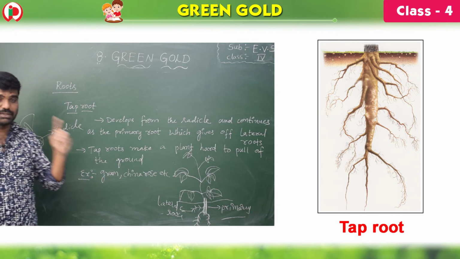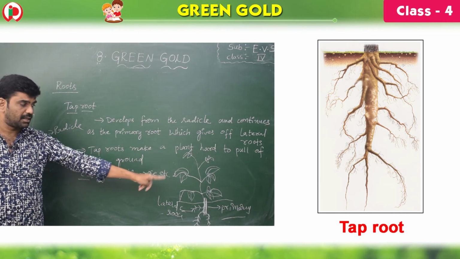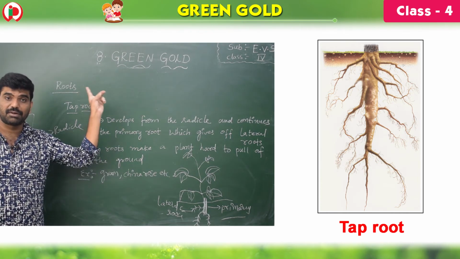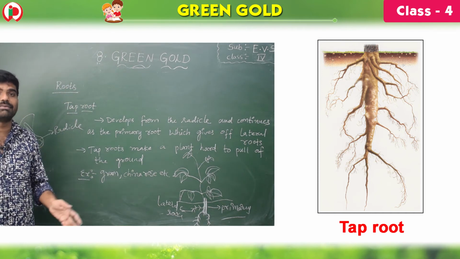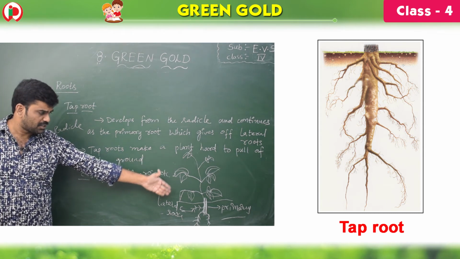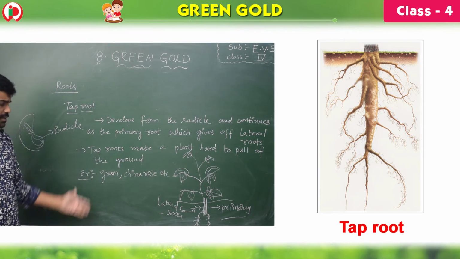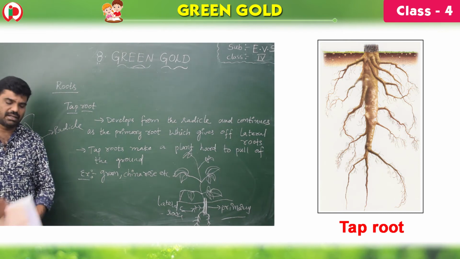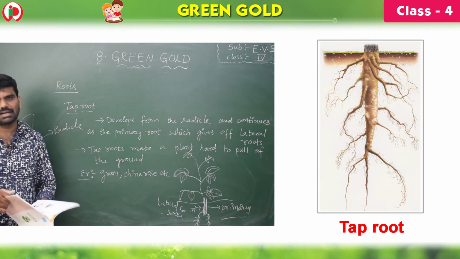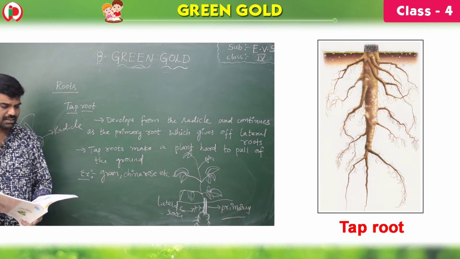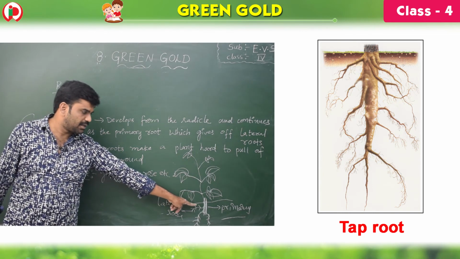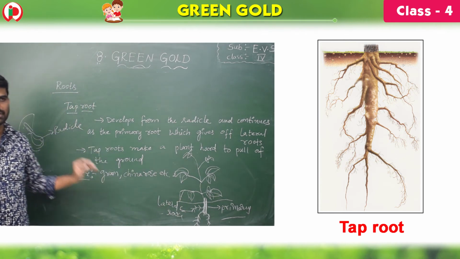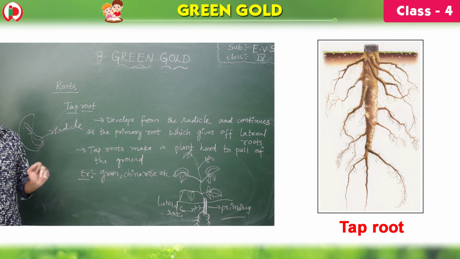The main difference between the taproot and the fibrous root is that in the taproot the primary root is present, and in the fibrous root it is absent. There, fiber-like roots come, while here the lateral roots and primary root are present. Examples of taproot are gram, China rose, etc. Examples of fibrous root are maize, grass, wheat, etc. So the main difference is that the primary root and the lateral roots are present in the taproot system and absent in the fibrous root system.